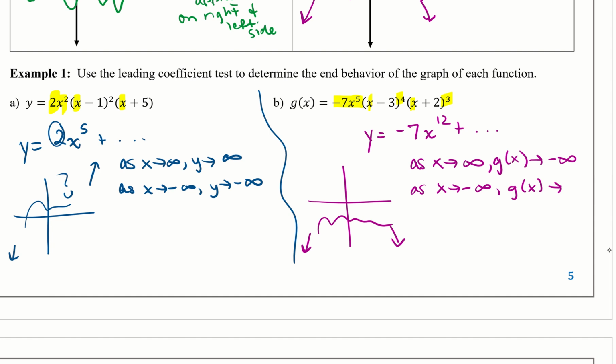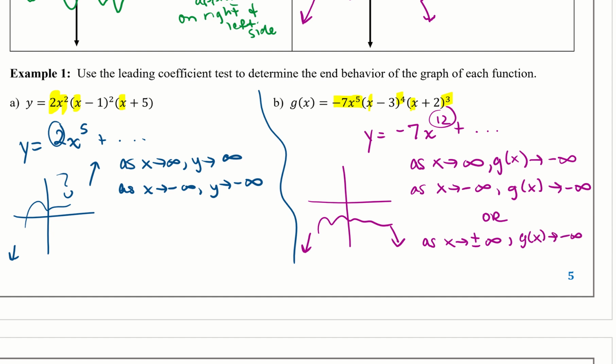Now, something that you are allowed to do if you have an even power, since we know those behaviors will be the same, you could write it like this: as x approaches positive or negative infinity, the right side or the left side, the behaviors will be the same, and in this case, to negative infinity.